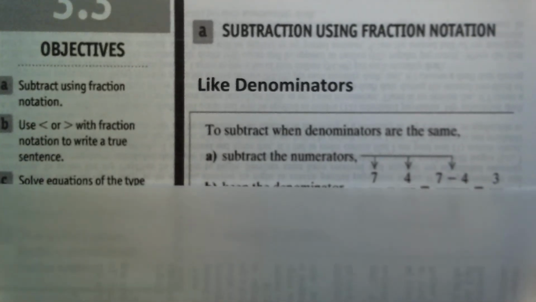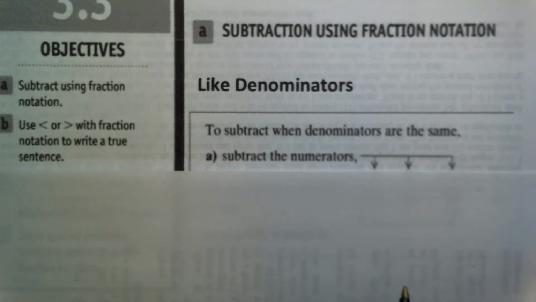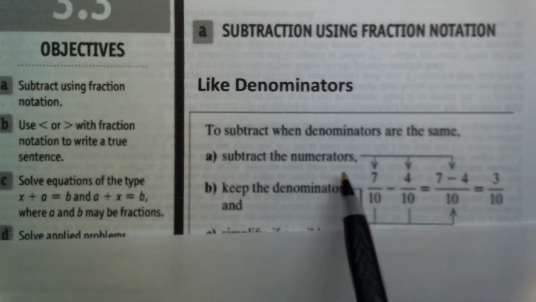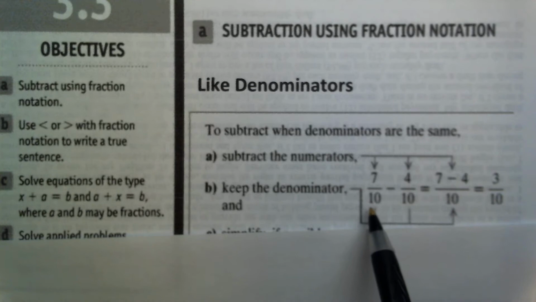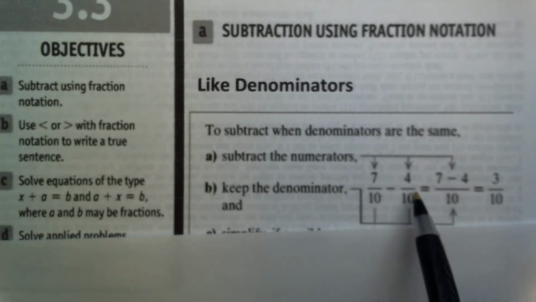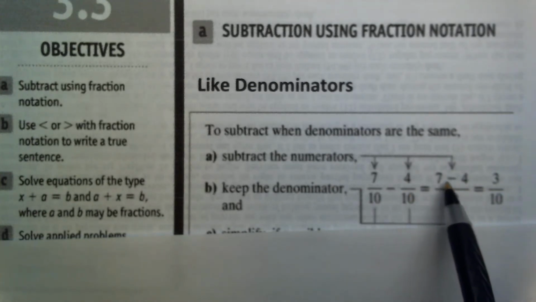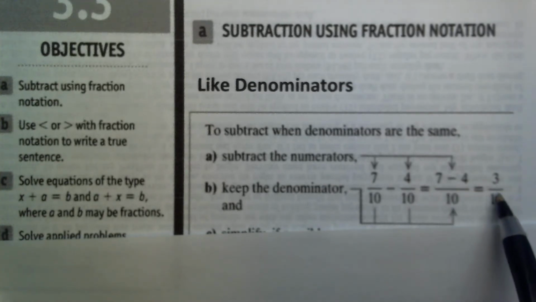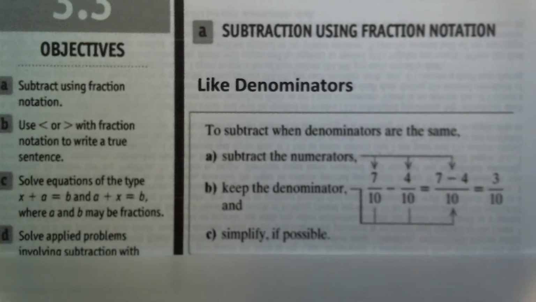Okay, so the first topic would be, what do we do when we have like denominators? Well, it's similar to when we added fractions with the same denominator. In this case, we subtract the numerators and we keep the denominator. Like 7/10 minus 4/10, we simply subtract the numerators, 7 minus 4, and we leave the denominator as is. And so 7 minus 4 is 3, and again, it's equal to 3/10. This cannot be simplified, so we leave it the way it is. So in this case, simplification is not possible.